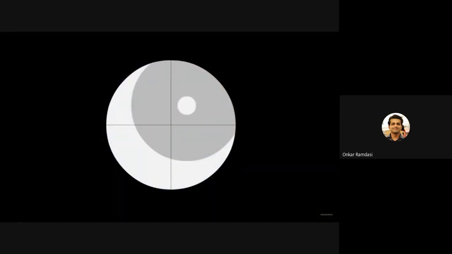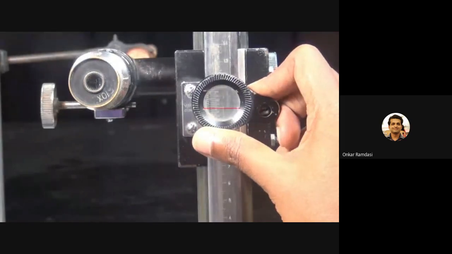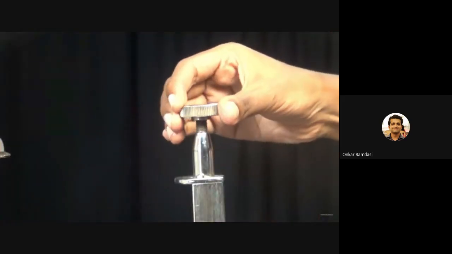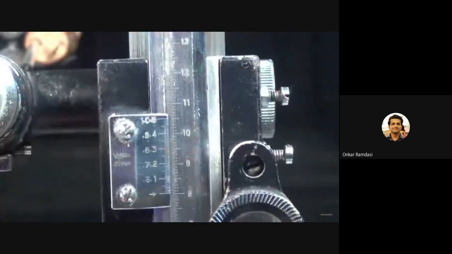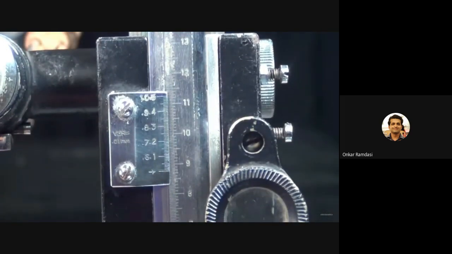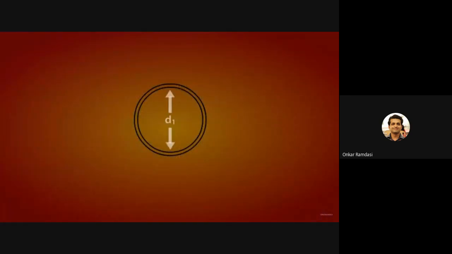Make the horizontal cross wire coincide with the lower end of the circle by using the fine adjustment screw. Note the readings on the vertical scale. Using the fine adjustment screw, raise the microscope to make the horizontal cross wire touch the upper end and take readings from the vertical scale. Make sure that the movement of the microscope is in any single direction in order to avoid errors. The difference between the two readings gives the vertical internal diameter of the capillary tube.